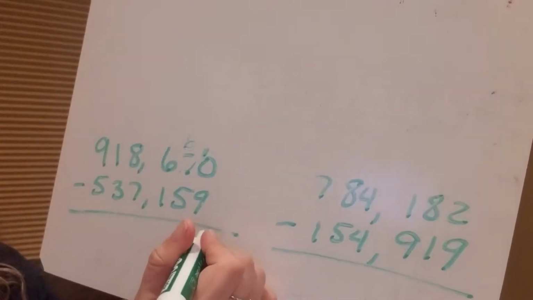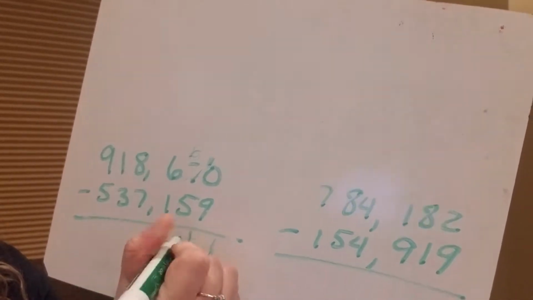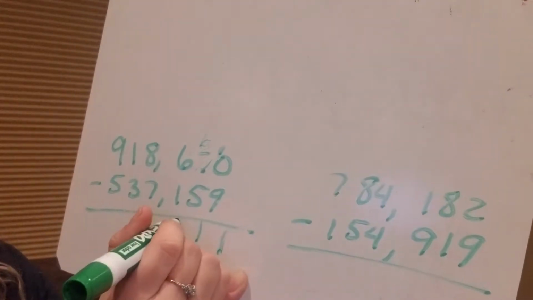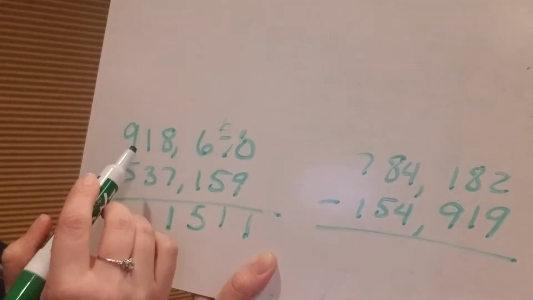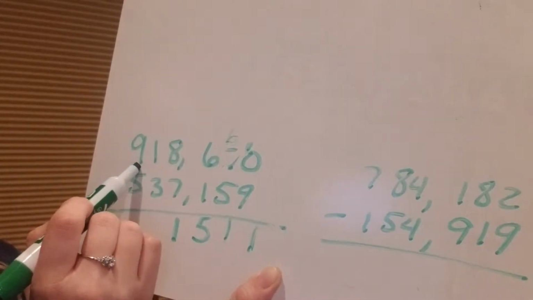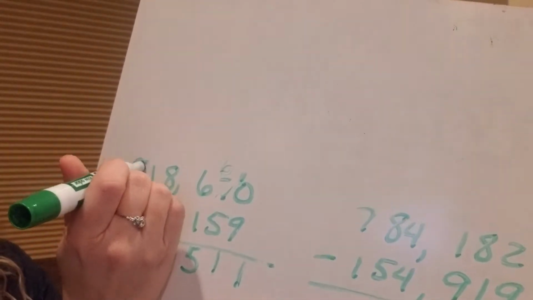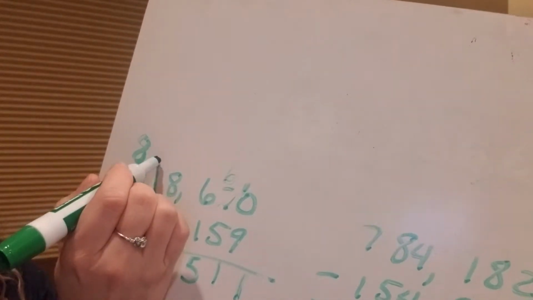10 minus 9 is 1. 6 minus 5 is 1. 6 minus 1 is 5. 8 minus 7 is 1. 1 minus 3, I cannot do that. So I'm borrowing all the way over from the 100,000. I'm borrowing 100,000. So now they only have 800,000 left.